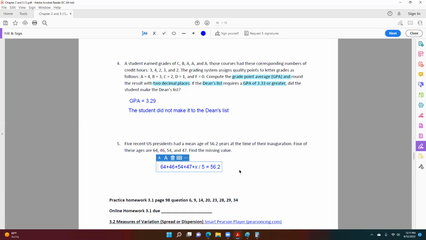So this question is asking us to figure out what is X in this case, which is a missing value here. So in order for us to find X, since we are dividing by 5 here, we want to get rid of this 5. So what we do here is we will have to multiply both sides by 5. This is kind of like solving equations in your algebra class.